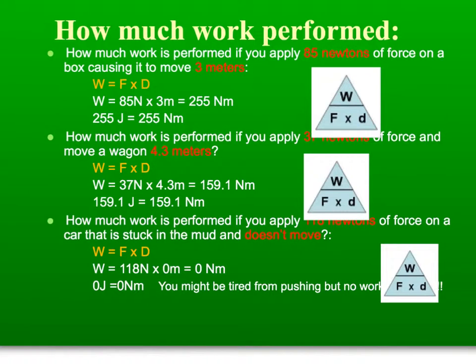Next problem. How much work is performed if you apply 37 newtons of force and move a wagon 4.3 meters? Remember, work equals force times distance. Our force is 37 newtons. Our distance is 4.3 meters. We do the math and we get 159.1 Newton meters or 159.1 joules.